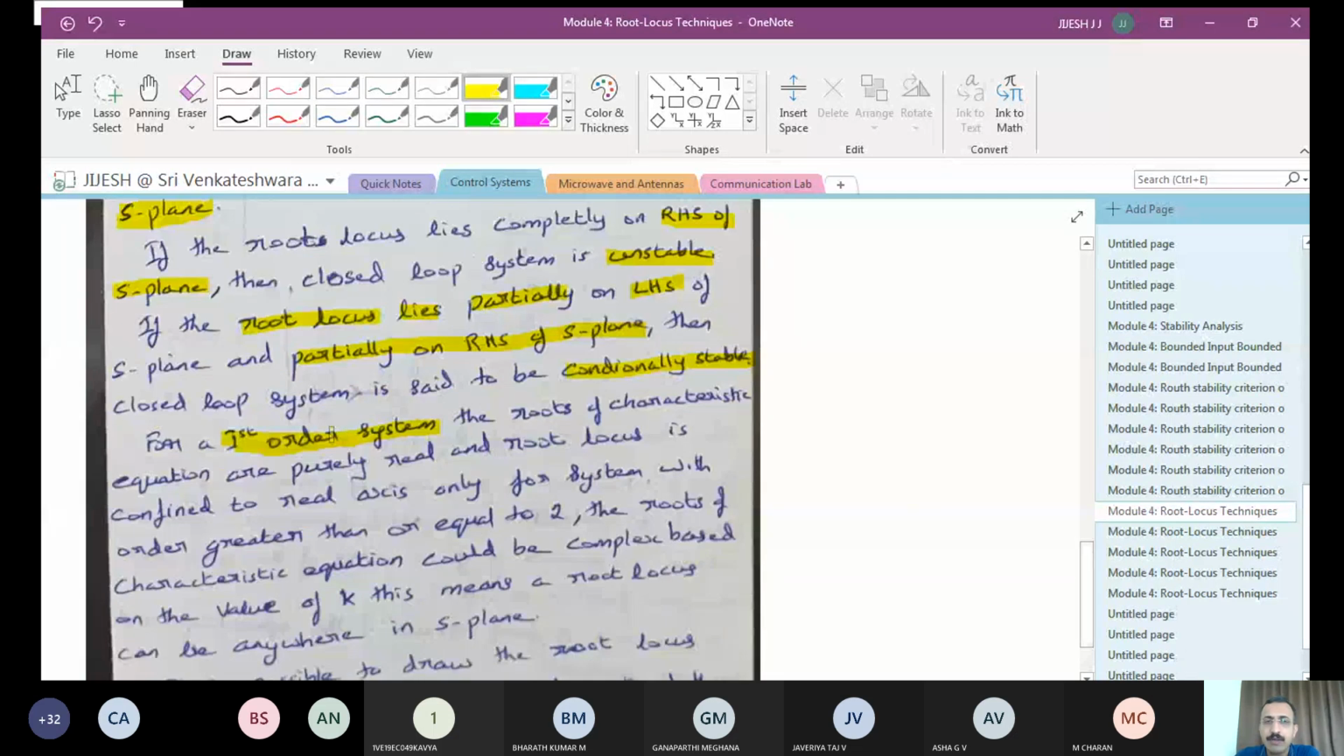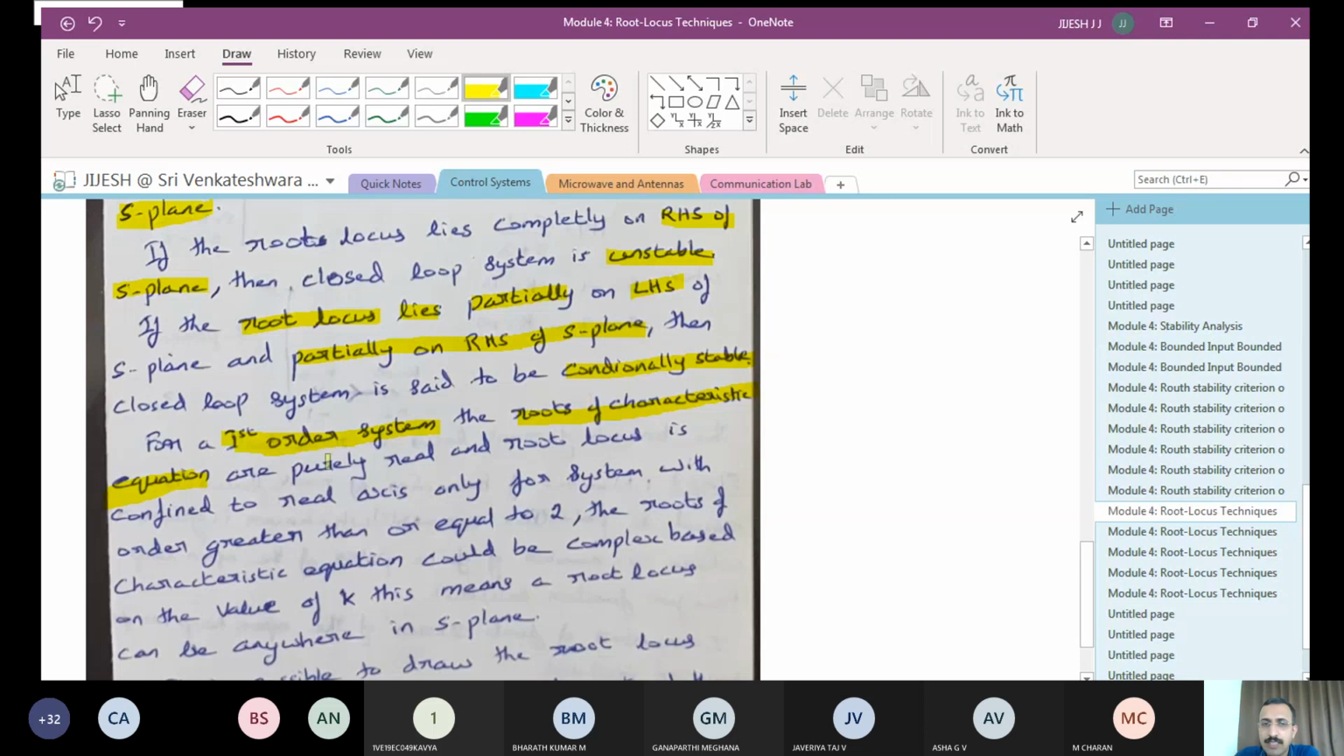Further we are going to see the first order system. You have seen first order system, second order system and all, we have studied already before. Let me take a first order system. The roots of the characteristic equation, I am taking the roots of the characteristic equation. What is a characteristic equation? 1 plus G(s)H(s) is equal to 0.